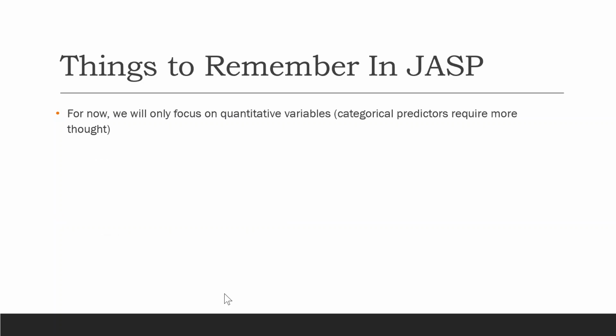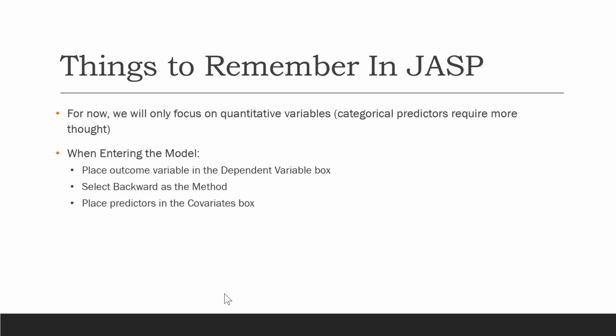I just want to point out some things to remember in JASP. First of all, in general, we're restricting all of our data analysis in this course regarding multiple regression only to quantitative predictors. All right. Categorical predictors require a little more thought and coding and things of that nature. And that's going to be one of the first or second topics that you're going to cover in your next statistics course.